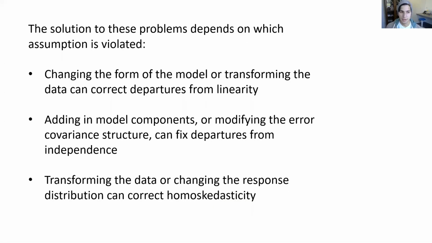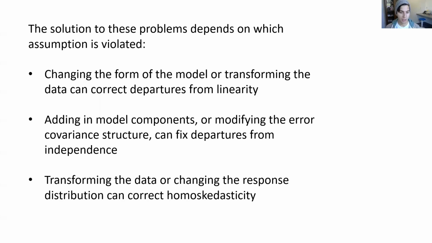So the solution to these problems depends on which of the assumptions is violated. If we have clear departures from linearity, then we can perhaps change the functional form of the model. Maybe here, if I didn't know that the data was simulated from a Beverton-Holt model, I would try other forms of density-dependent population models, for example, a generalized logistic model. We could also add model components, or, and we'll find out what this means tomorrow, modify the covariance structure of the errors to fix departures from independence. Tomorrow we'll be addressing temporal autocorrelation.